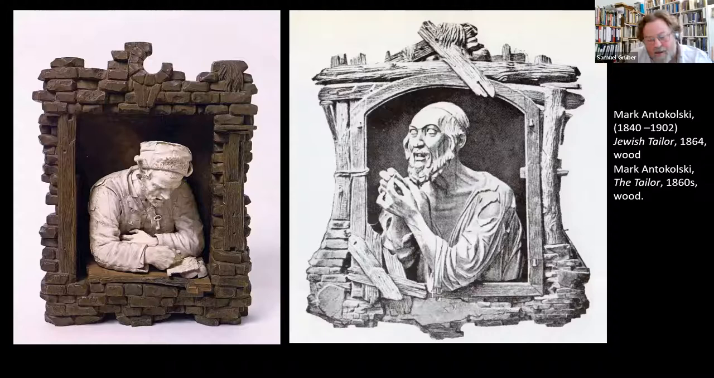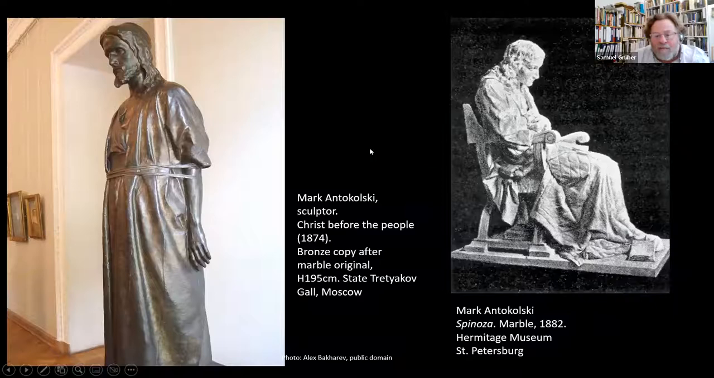These are in wood and they're so finely carved. And again, this is this wood carving tradition. But he also worked in stone and in bronze, and would have done these in plaster. Some of his works actually have Jewish themes. He did a work in marble from 1882 of Spinoza, the excommunicated, if you will, Jewish philosopher. And then his Jesus here, done in 1874, which was originally in marble, this is a bronze copy, is often cited as one of the first so-called Jewish Jesuses.